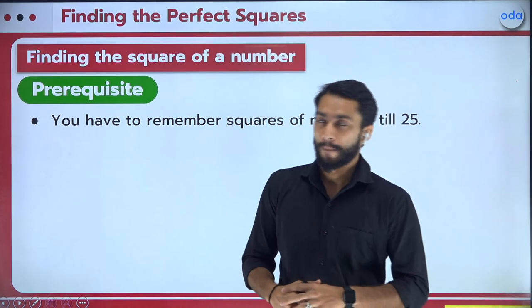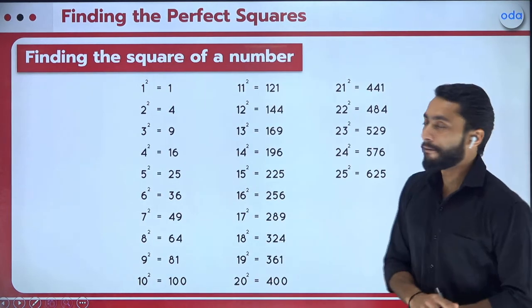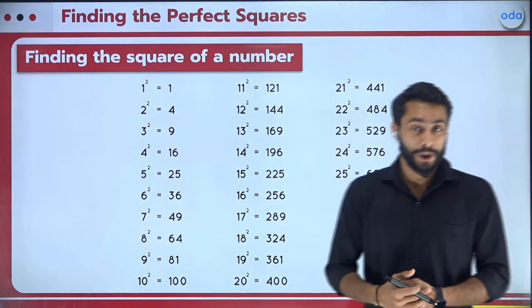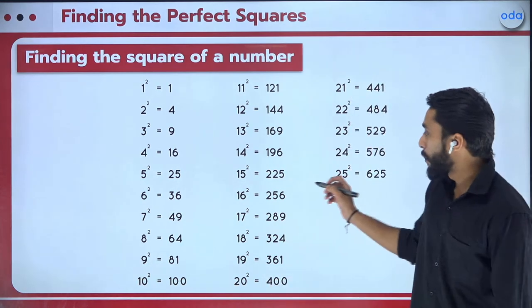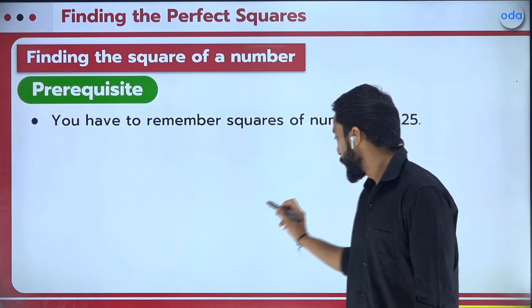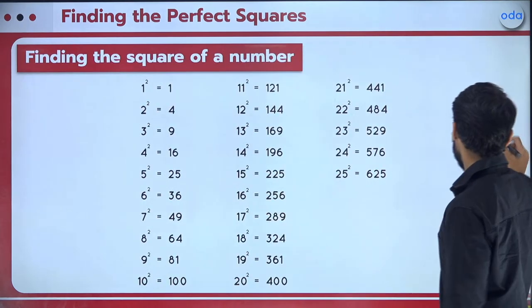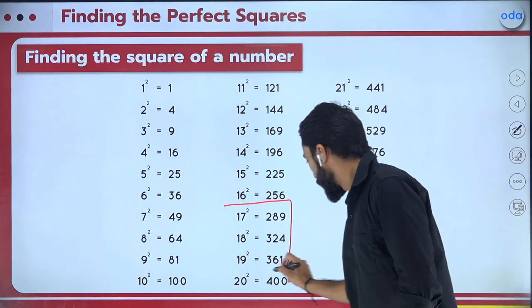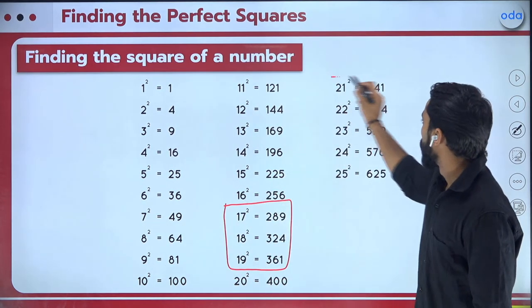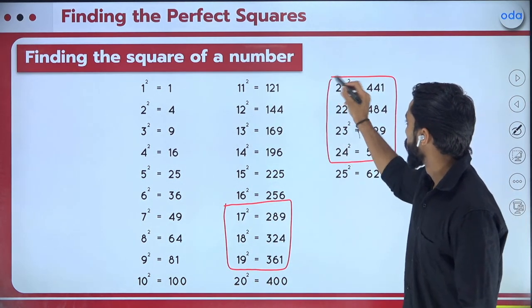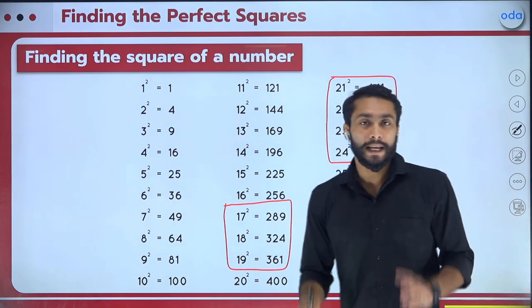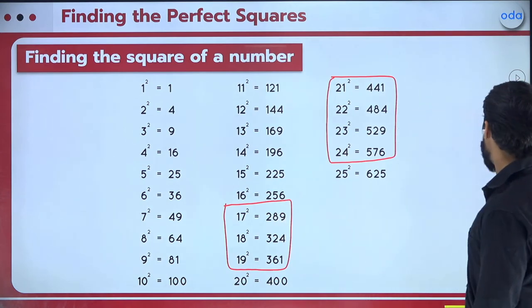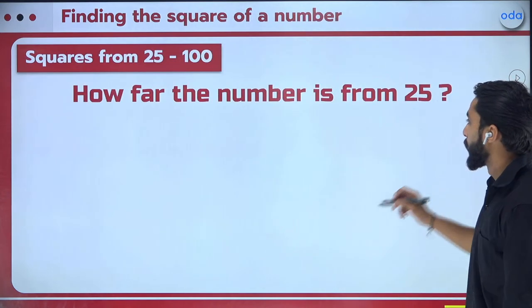If you have no idea about the square numbers, here is the list. You may take a screenshot also. Generally we do forget the square numbers of these particular ones. So I'm highlighting them. Please remember these. Otherwise, I hope the other square numbers should be fine. You should be remembering the other square numbers: 17, 18, 19, 21, 22, 23, and 24. I've highlighted all of the problematic square numbers, and then let's move ahead.